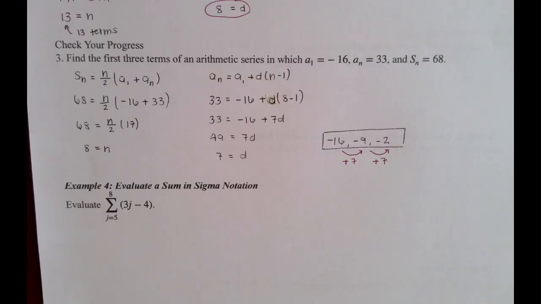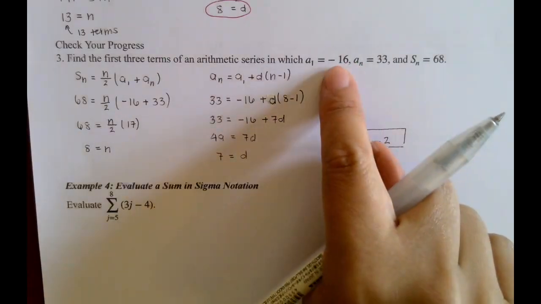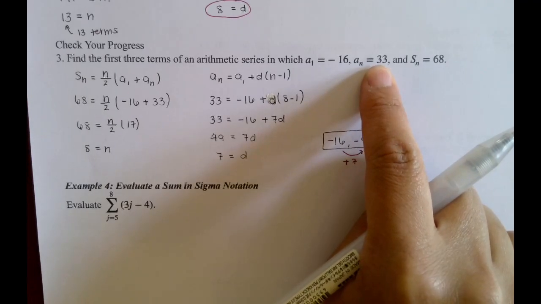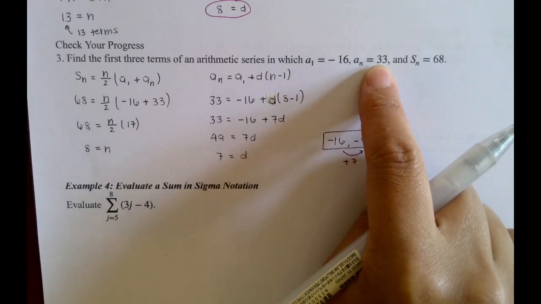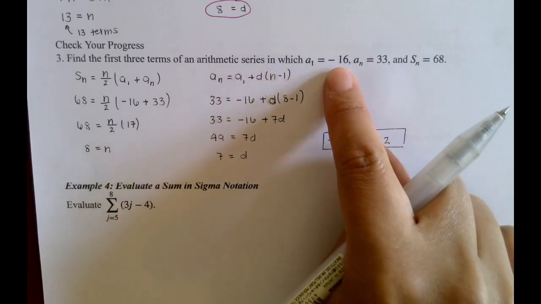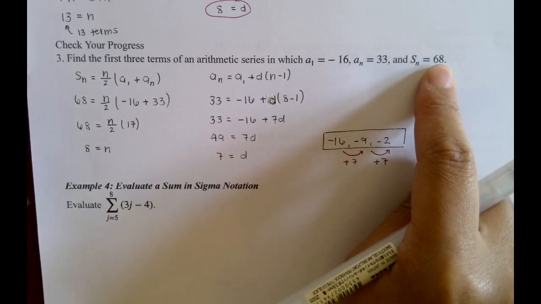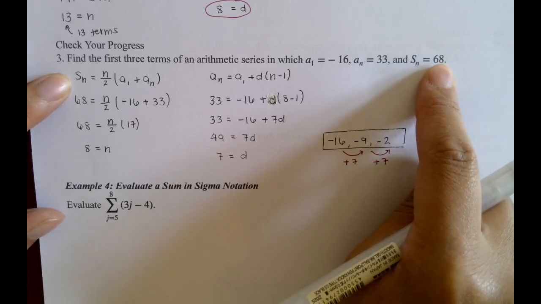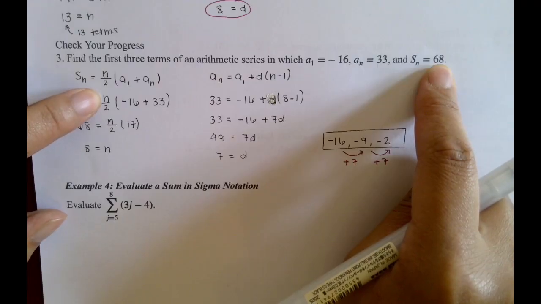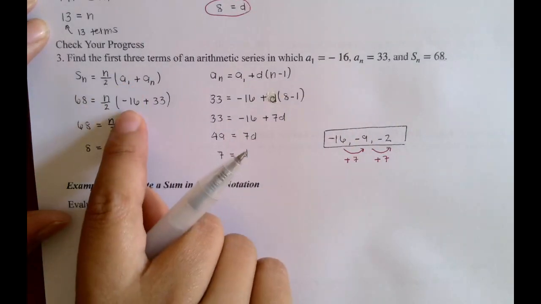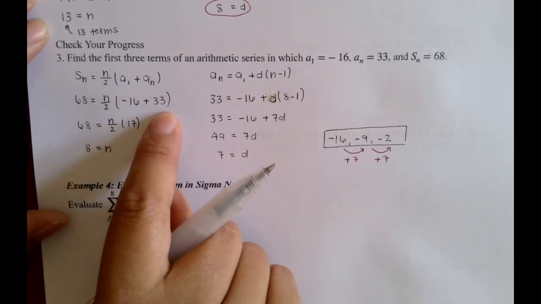So here we know the first term is negative 16. The last term in our sequence is 33. We don't know which place it is in line, but we know that the last term is 33, and the sum of all of the terms from negative 16 to 33 is 68. So using our sum formula for an arithmetic series, 68 equals, again, we don't know how many terms there are, so n divided by 2, and then our first term, negative 16, plus our last term, 33.